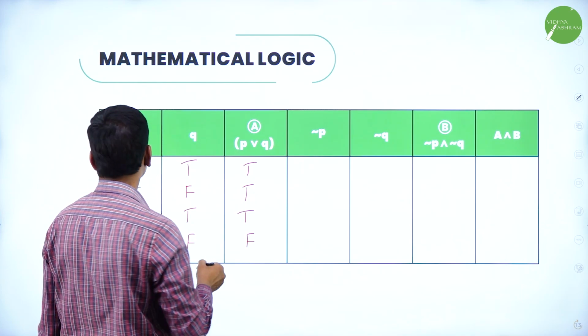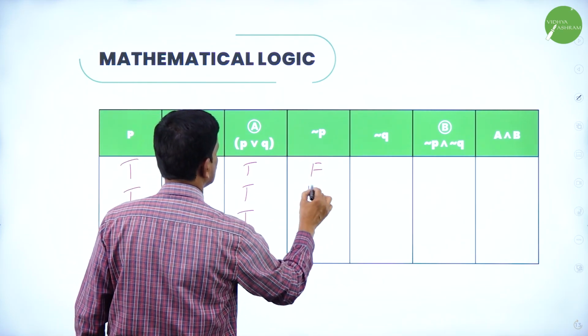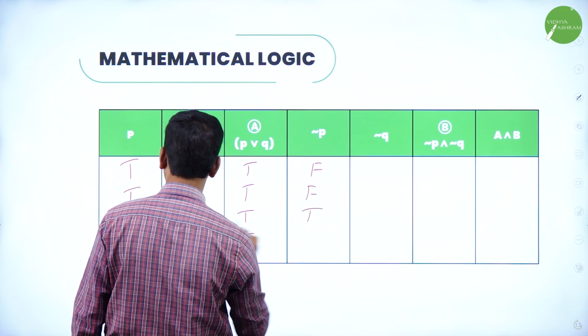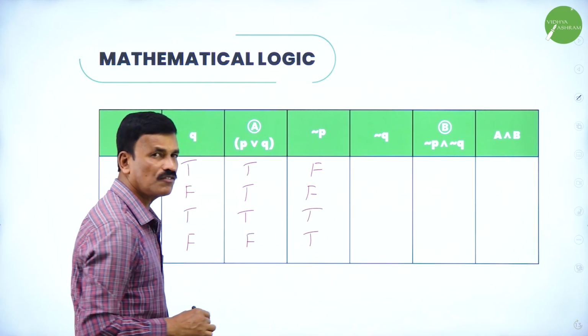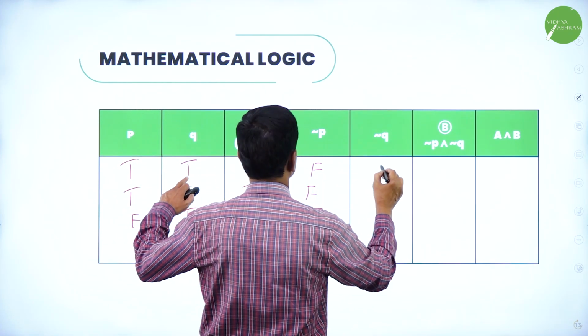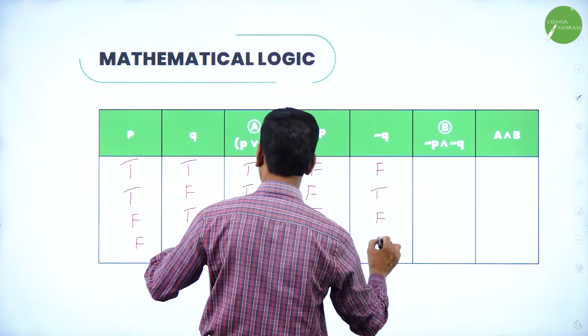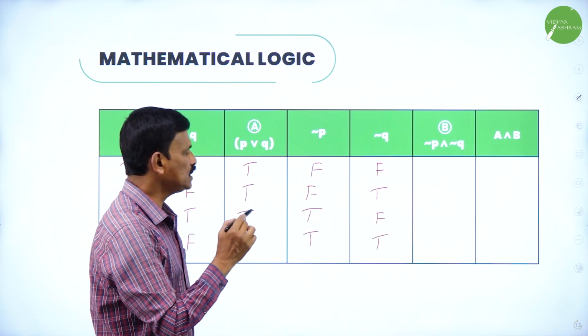Now write down the negation of P. For true it is false, for true it is false, for false it is true, for false it is true. Negation of P: F, F, T, T. Next, negation of Q. For true it is false, for false it is true, for true it is false, for false it is true. F, T, F, T.